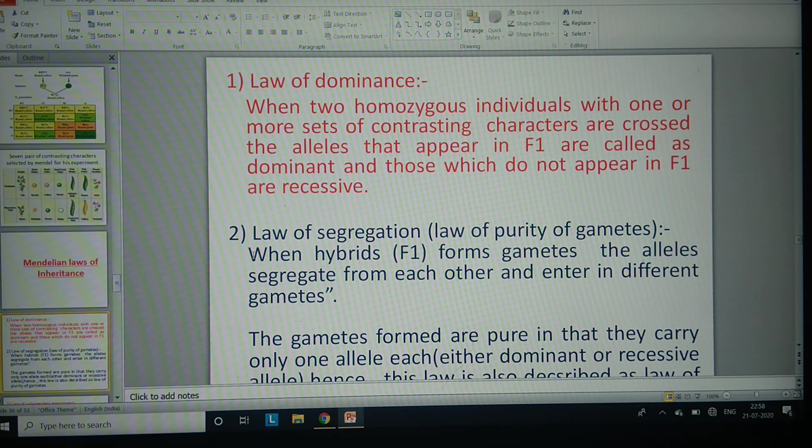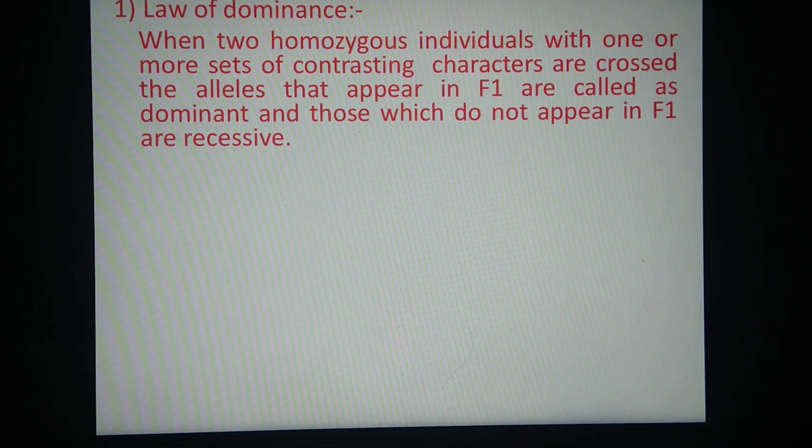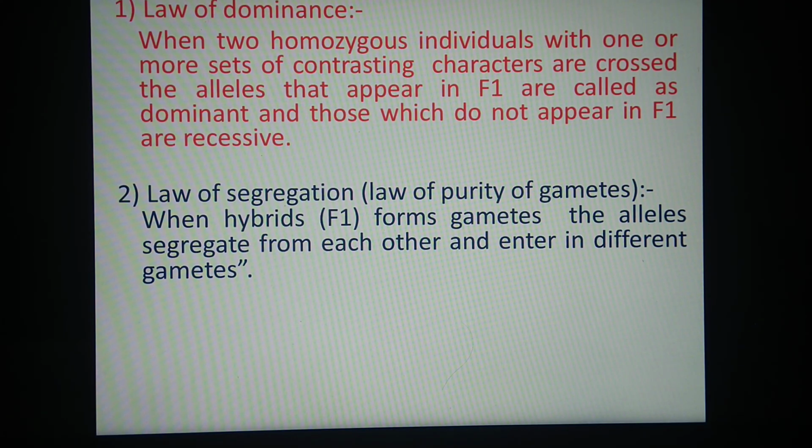Now we are going to see about law of segregation, which is also called law of purity of gametes. So we have seen that during gamete formation, the alleles segregate or separate from each other and enter into different gametes. So F1 hybrid, as we have seen, F1 hybrid like capital T, small t in case of monohybrid cross. And when they undergo the formation of gametes, there is separation of gene capital T and small t, and two different gametes are formed.